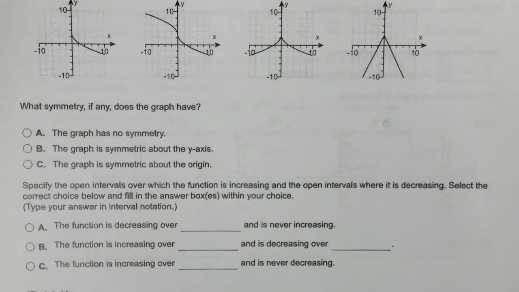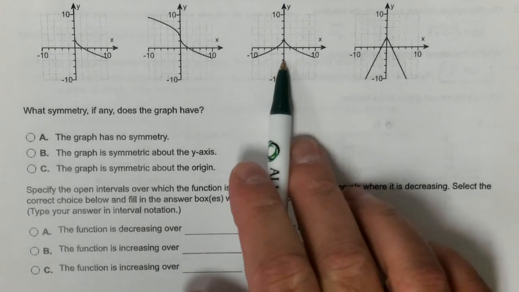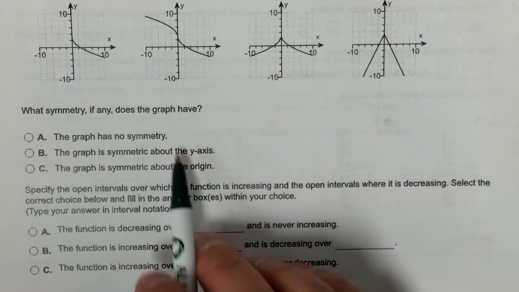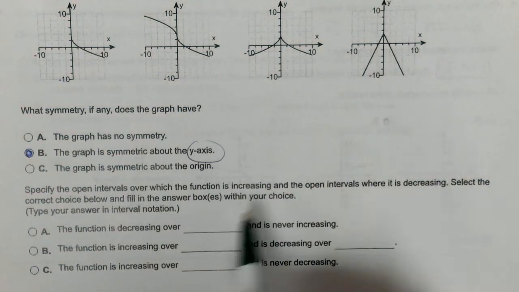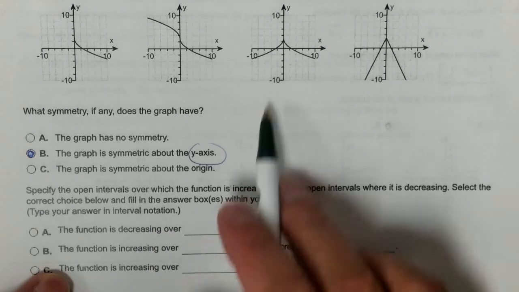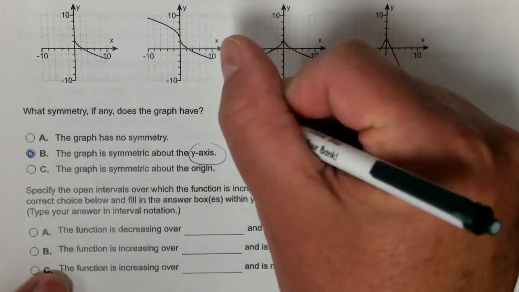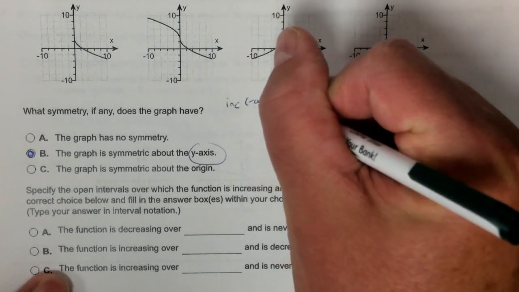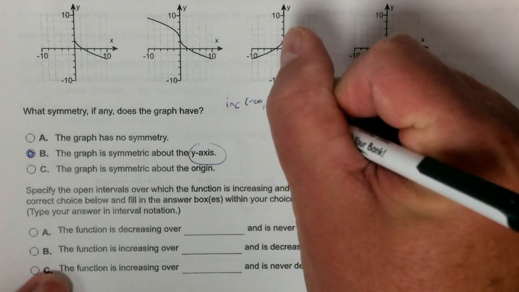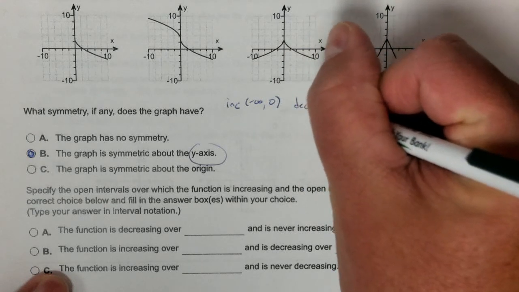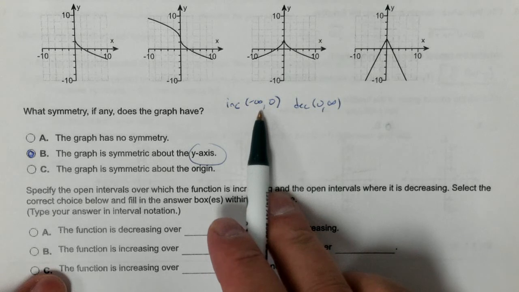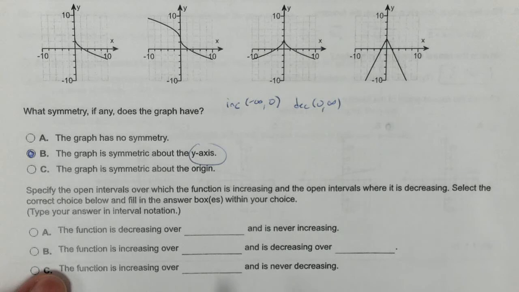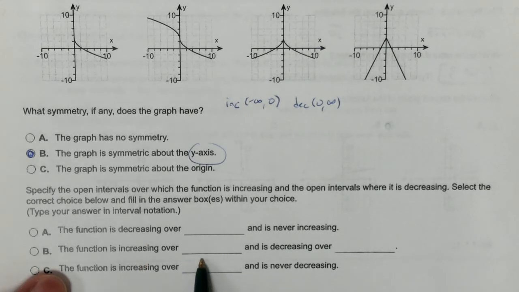What kind of symmetry does it have? It's across the y-axis. And it's increasing from here to here, and it's decreasing from 0 to infinity. Remember, whenever we're talking about increasing or decreasing, we use parentheses, not brackets. So that'd be this one.